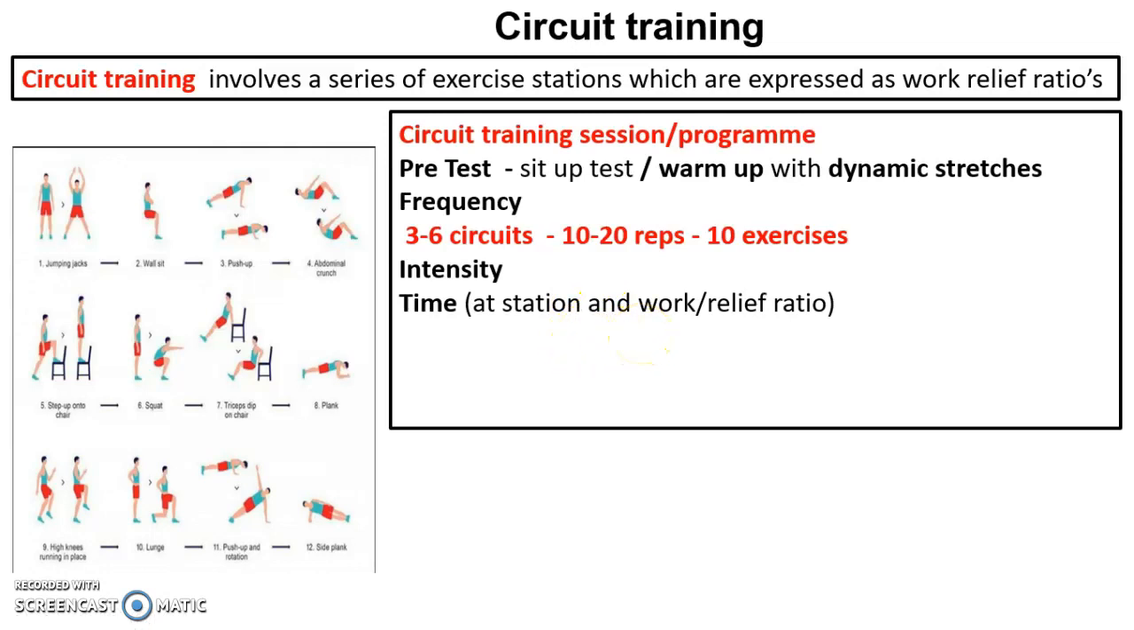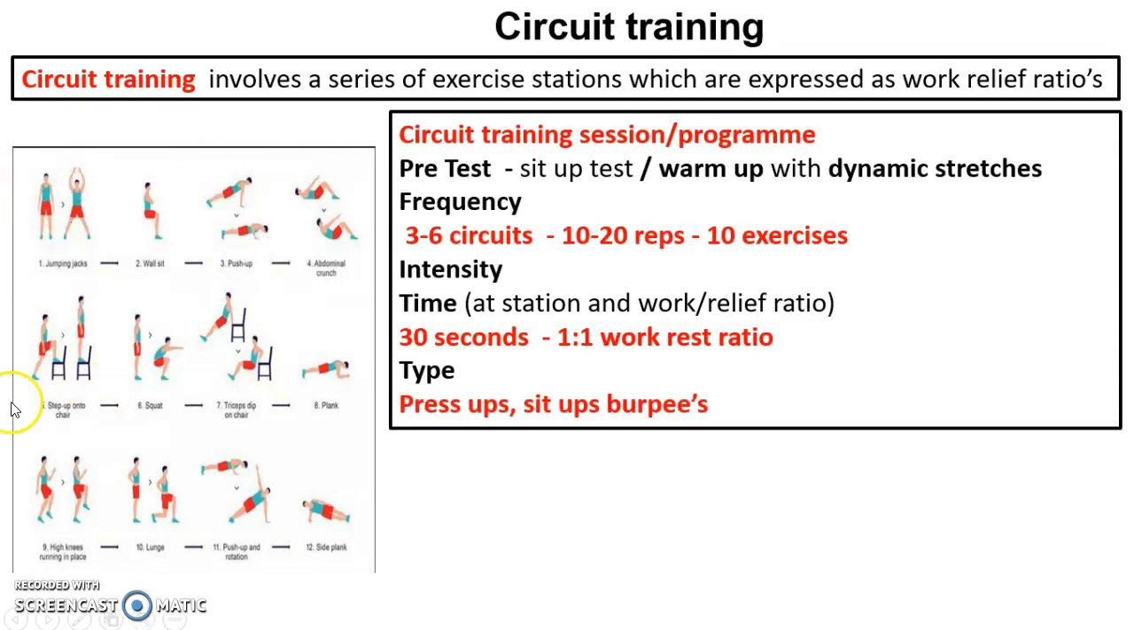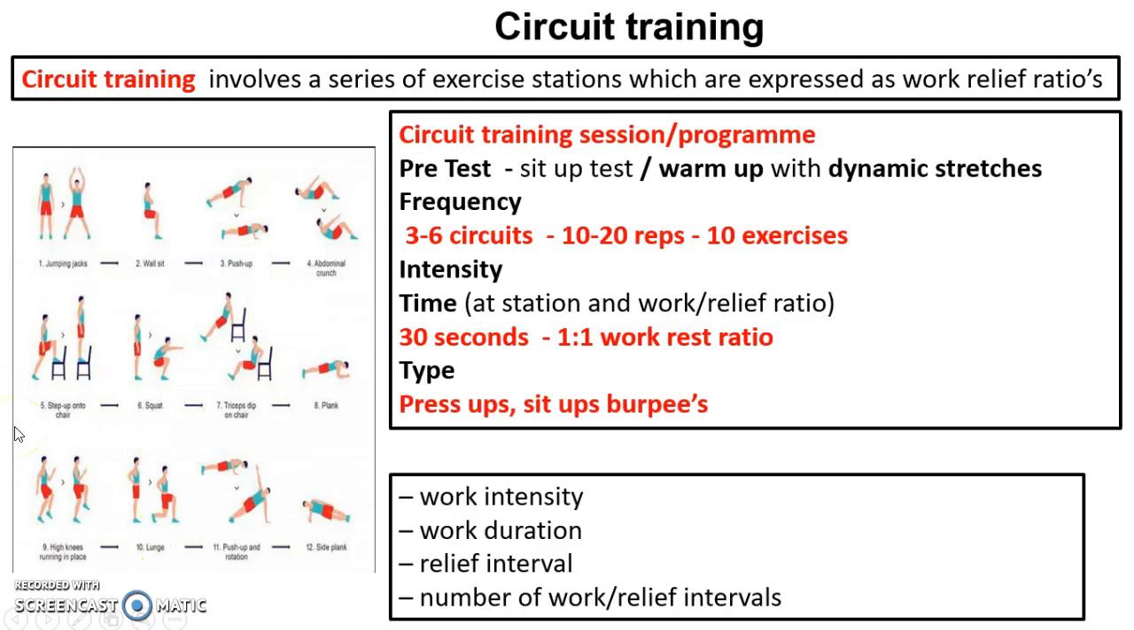Now, the time at the station and the work relief ratio work like this. You'll remember at school, I still remember it now, believe it or not, it was 30 seconds on, 30 seconds off. So you just have to say 30 seconds is the time at the station, and the work-rest ratio is explained as a 1-to-1 work-rest ratio. On top of that, you've got the type of things that you might do, which are all the things here: press-ups, sit-ups, burpees, squats, and I'll just put these down there.